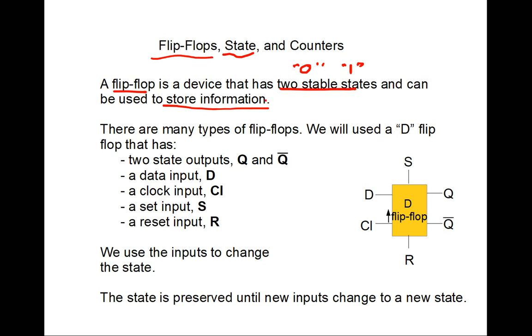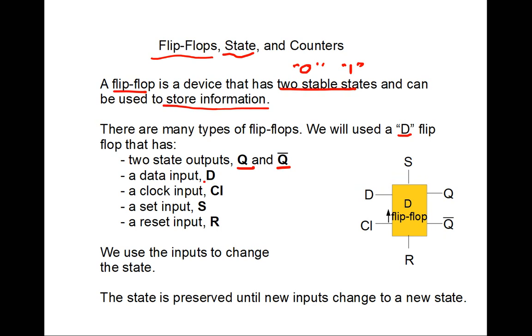But of course, if we use multiple flip-flops, we can store multiple bits, and therefore we can make some fairly complicated things. There are many types of flip-flops, and they're generally indicated by a letter. We're using a D flip-flop. We could also use a JK flip-flop or a set-reset flip-flop, an SR flip-flop, whatever. In the case of a D flip-flop, which is the only flip-flop we're going to deal with, it has two outputs. It has an output that indicates its state and also the complement of the state.